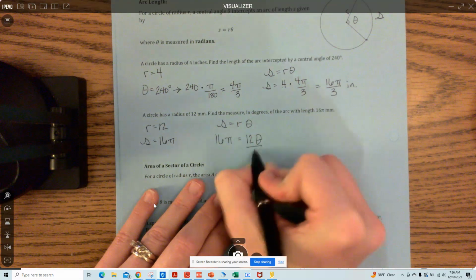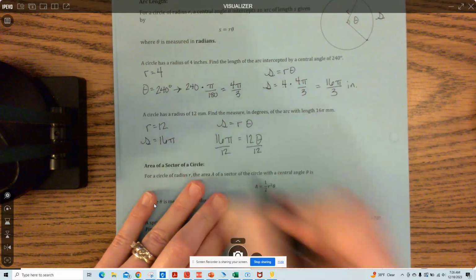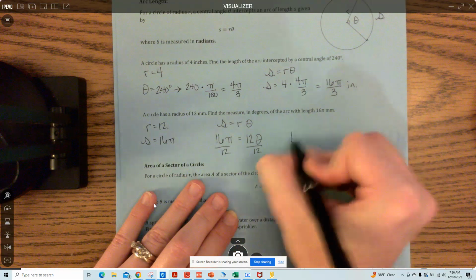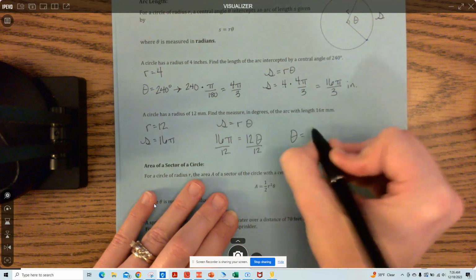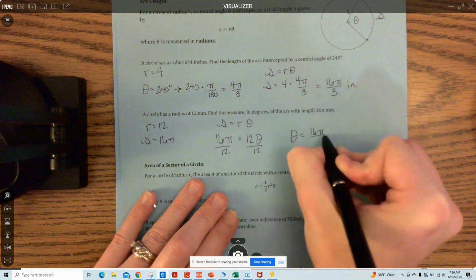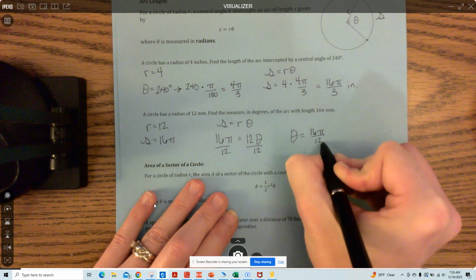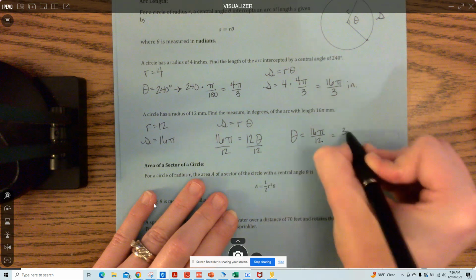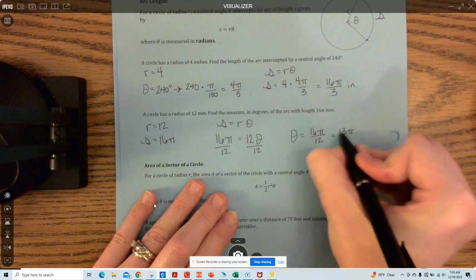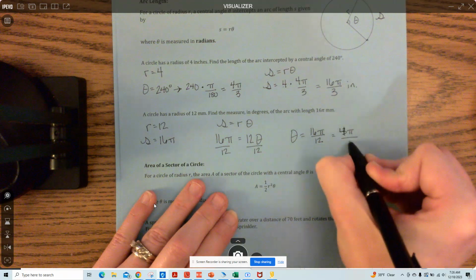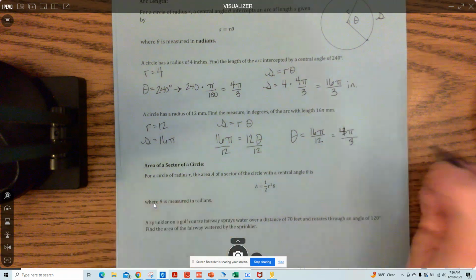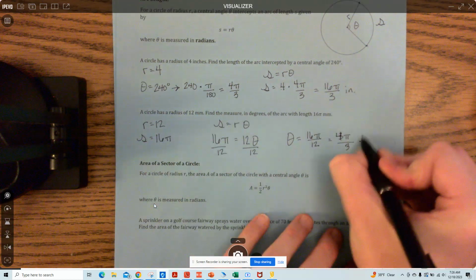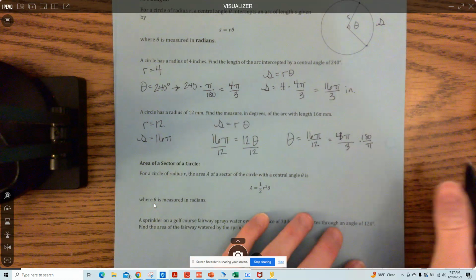So we can divide both sides by 12. This is going to simplify. So theta is going to equal 16 pi over 12. We can simplify this though. We can divide both by 4. So 4 pi over 3. And then if we want to convert it to degrees, times 180 over pi.